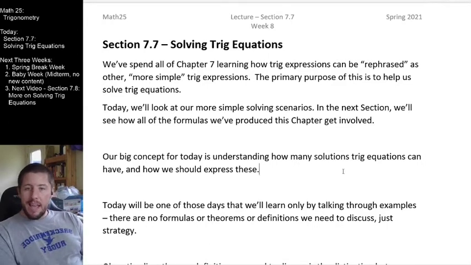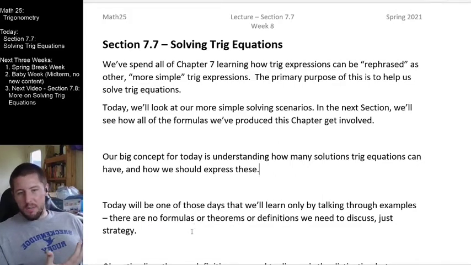I'll also say that today is kind of one of those days that I really like. Today isn't really based on definitions or formulas or anything like that. Today is just like we're solving some stuff. We just want to make sure we got it all. We want to be able to check some answers, stuff like that. So this is very much a learn by doing day rather than, oh, let's define these six quantities. So I'm going to say to you, there's not really any formulas or theorems or definitions we need to discuss. Mostly just strategy. So it's going to be done by doing.